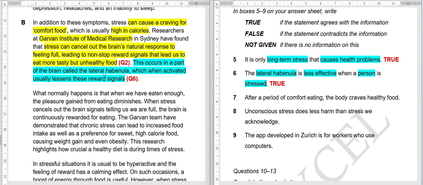It occurs in the part of the brain which, when activated, usually lessens the reward signals. So if it is activated, it will reduce these reward signals that are caused by stress. But because of stress, these reward signals are amplified. That just means the lateral habenula is less effective when a person is stressed.